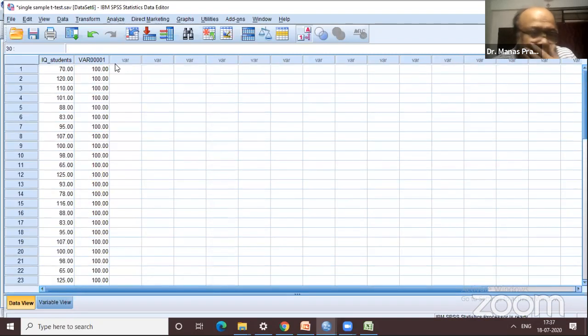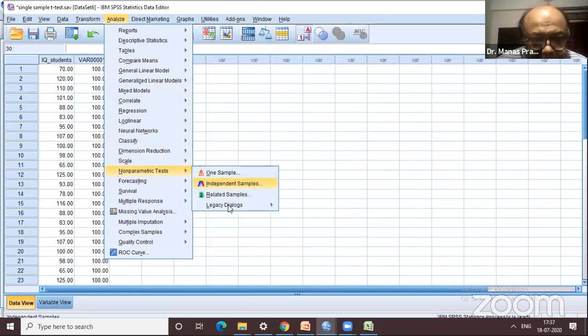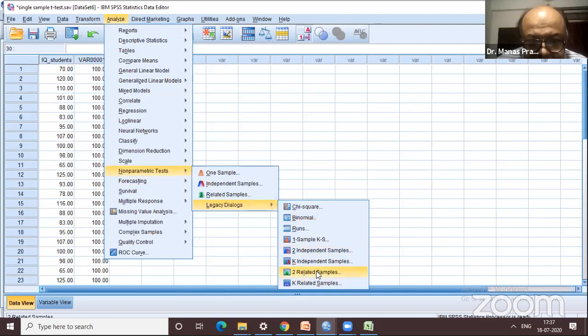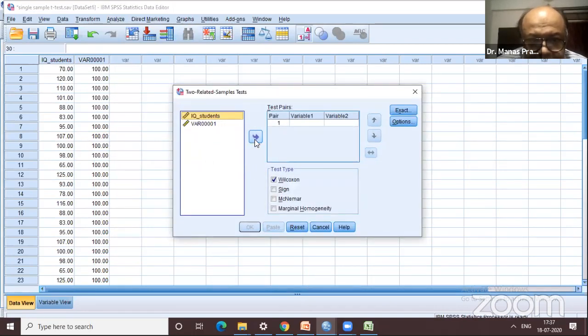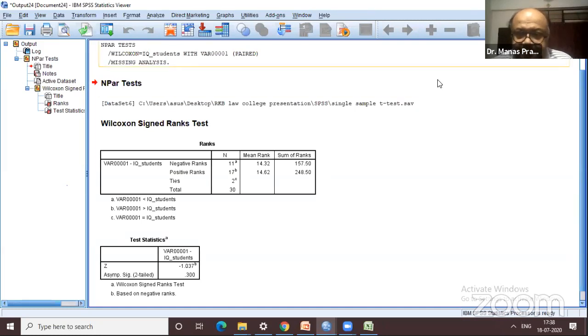So go to Analyze, Nonparametric Tests, Legacy Dialogs, Two Related Samples. Put IQ here and the variable here. Now look at the table. This is the Z value, which is the test statistic, and this is the P value, the two-tailed asymptotic significance.